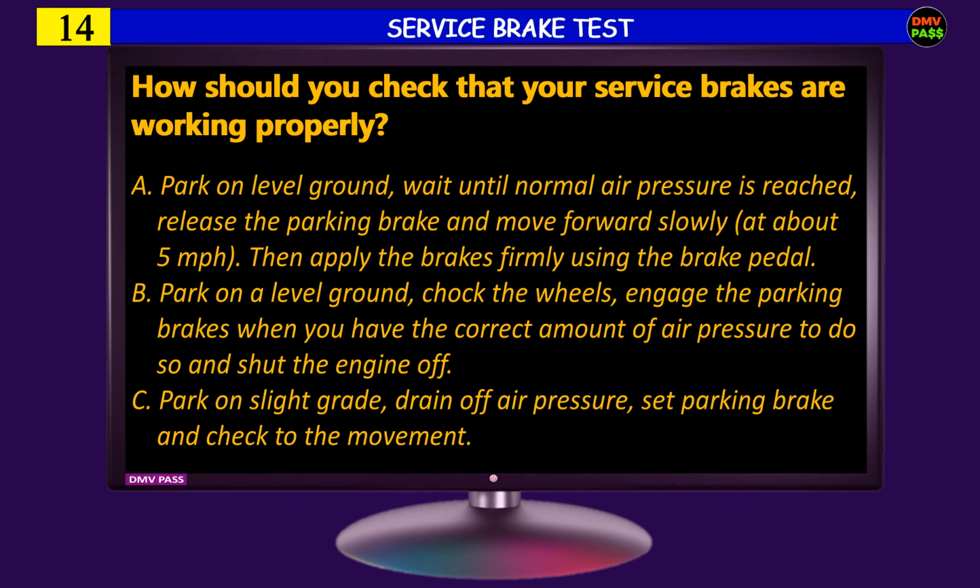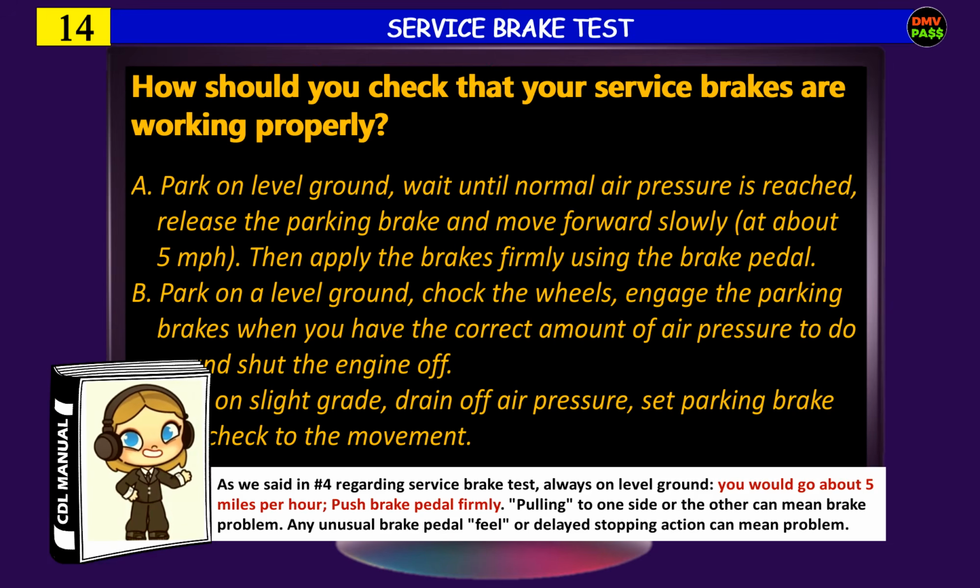Next question. 14. How should you check that your service brakes are working properly? A. Park on level ground, wait until normal air pressure is reached, release the parking brake and move forward slowly at about 5 miles per hour, then apply the brakes firmly using the brake pedal. B. Park on level ground, chock the wheels, engage the parking brakes when you have the correct amount of air pressure to do so and shut the engine off. C. Park on slight grade, drain off air pressure, set parking brake and check for movement.